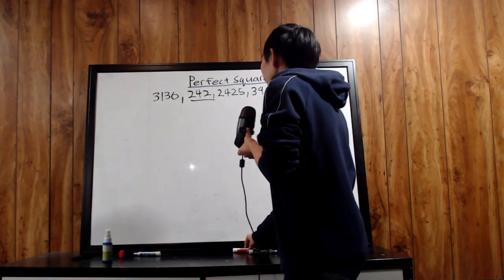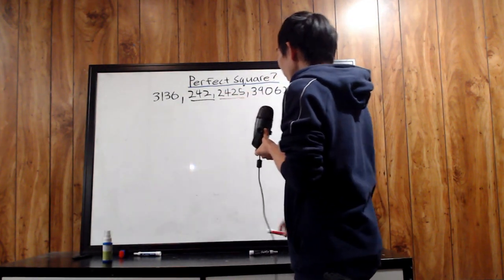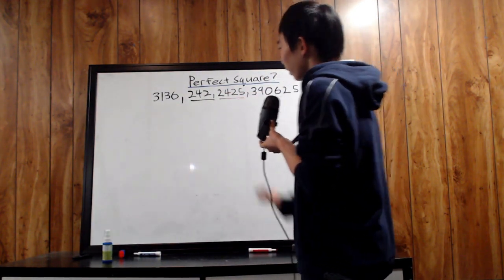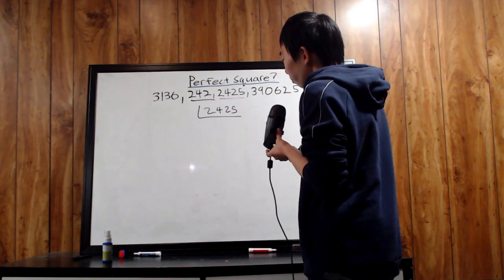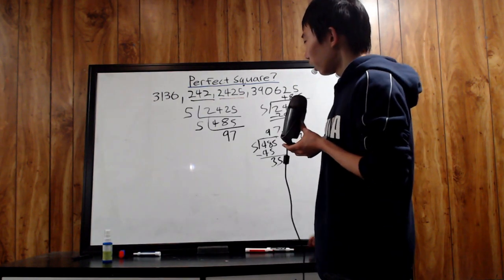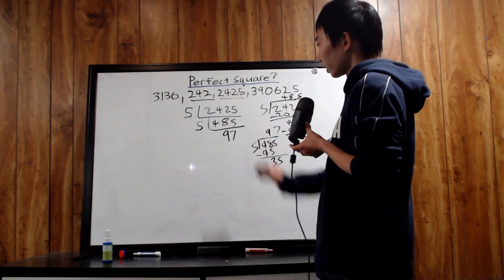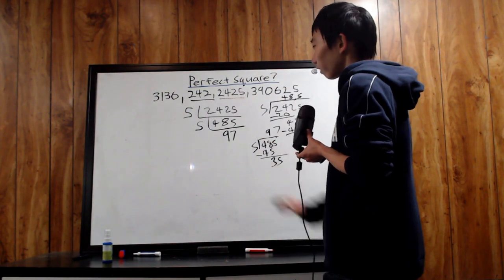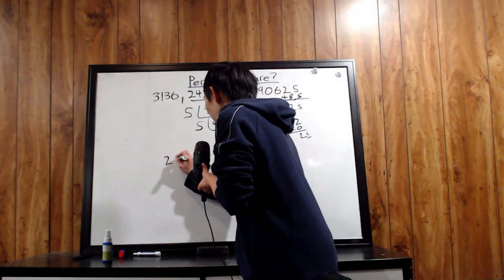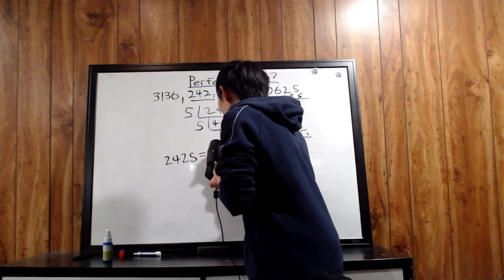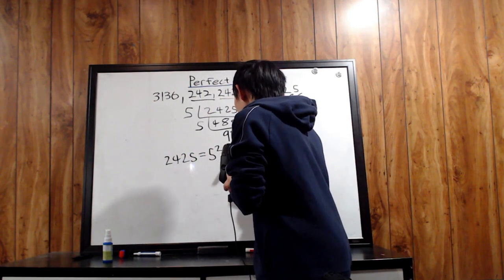Our next example here is 2,425. Is this a perfect square? Let's prime factorize this number. Alright, so here we've gotten the prime factorization of 2,425. So we have 2,425 is equal to 5 squared times 97.